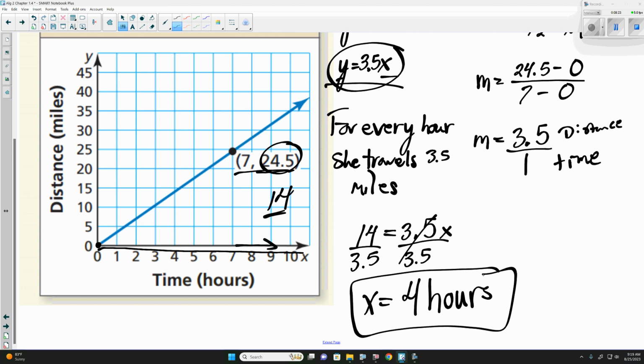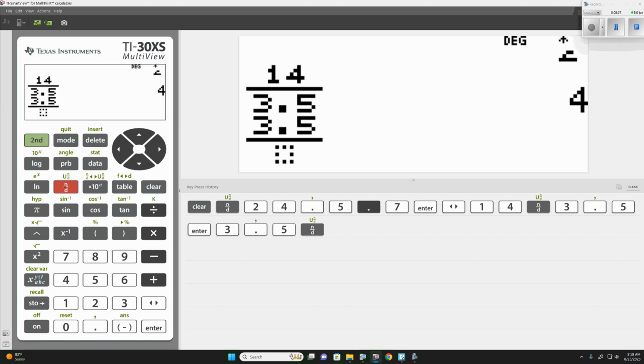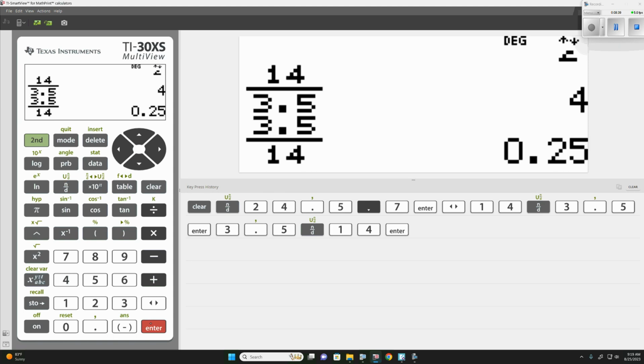Yeah. And again, when you look at any of these, just take a second, see if it makes sense, especially when we have an application to it. We're talking about distance traveled. Especially if I had it flipped, if I did it the other way, 3.5 divided by 14, and plugged it in to try to solve, does 0.25 or 1/4 make sense for the amount of hours traveled?